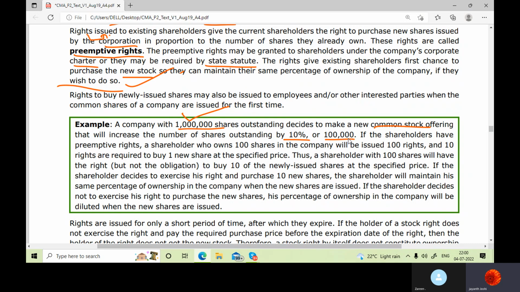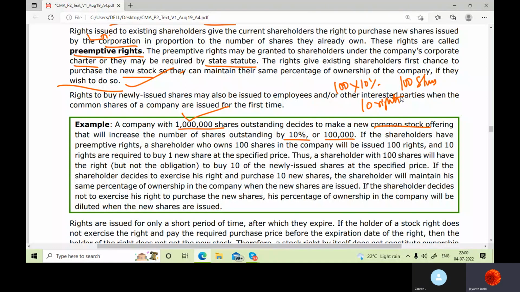If the shareholders have preemptive rights, like every share has one right associated with it, a shareholder who owns 100 shares in the company already has 100 rights, and 10 rights are required by him to buy one new share. Why? Because it's only 10%. So you have 100 rights, but we want only 10% of that. So 10 rights. Am I right? Yes, sir.